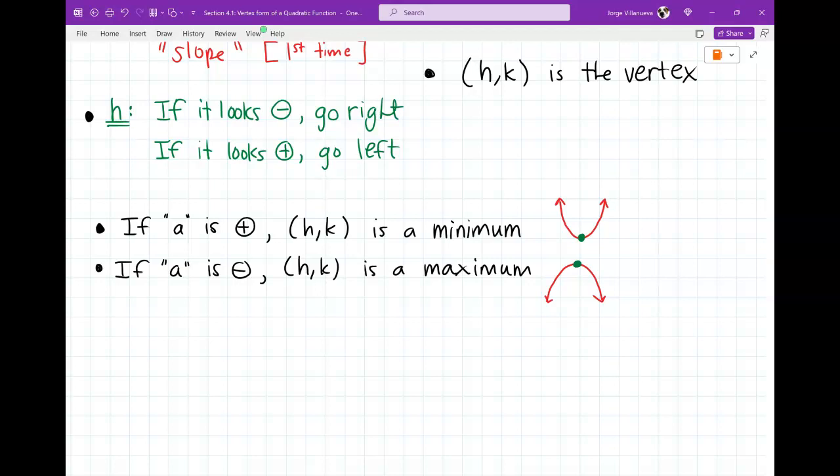All right? So does that make sense? Since it's opening down, it has a high point. Since it's opening up, it'll have a low point, right? So max and mins are based on that.